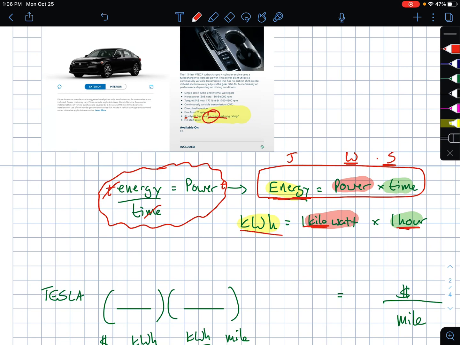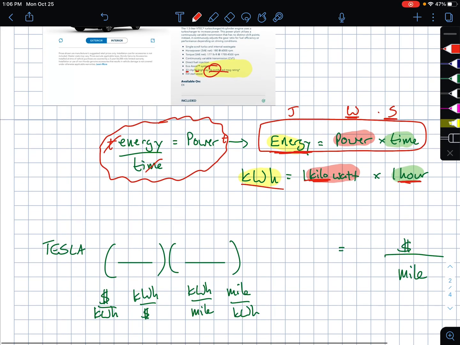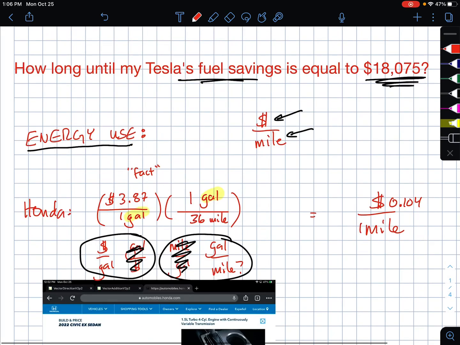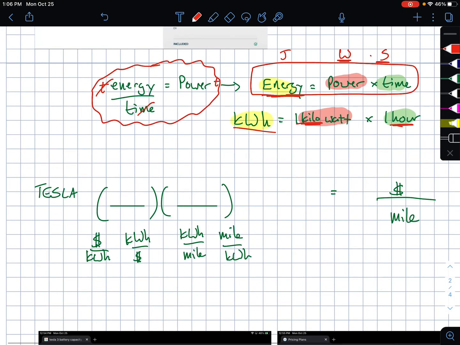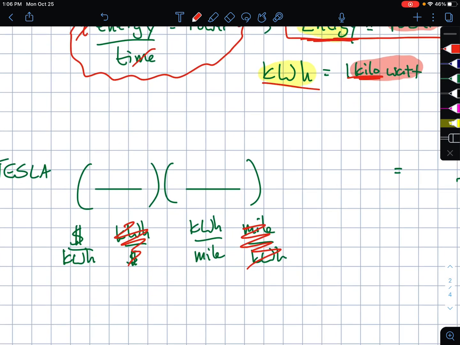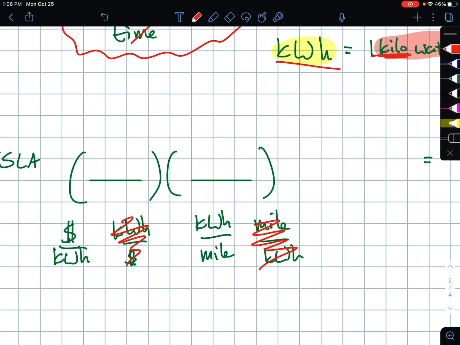So what I'm going to have to do for this Tesla right here is instead of going dollars per gallon and gallons per mile, we're going to look at dollars per kilowatt hour and kilowatt hours per mile. So again, I know from my answer over here that I've got to have dollars on top and miles on the bottom. So not that one and not that one. I just have to figure out then how many dollars is equal to 1 kilowatt hour.